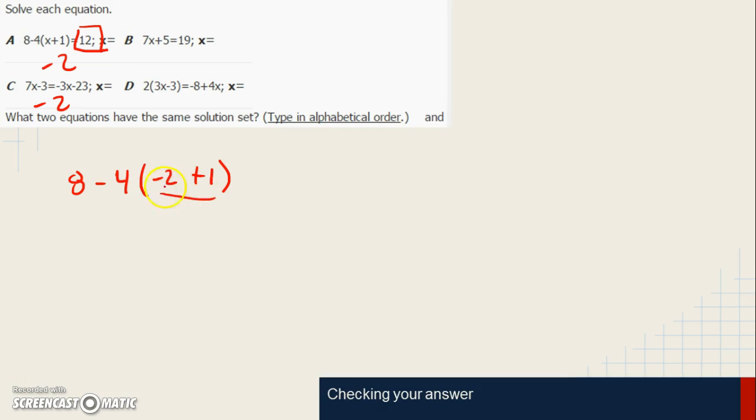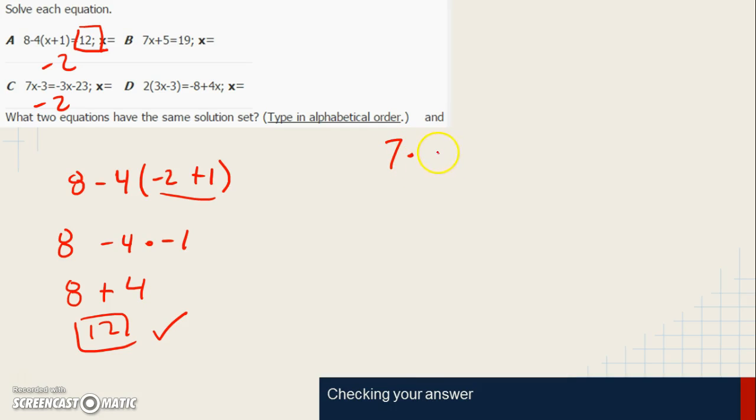So parentheses first, negative 2 plus 1 is a negative 1, and then that was being multiplied to this negative 4, and then there was this 8 that was being added in front. And now we have multiplication, so negative 4 times negative 1 is a positive 4, and 8 plus 4 is 12. So you can see that when we put negative 2 back in for x, we got the same exact number. So I'm just checking to make sure that we found the right number. So we did for A. Now let's check for C and make sure we did too.